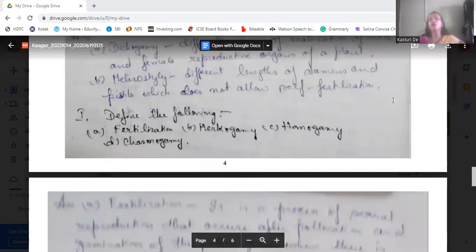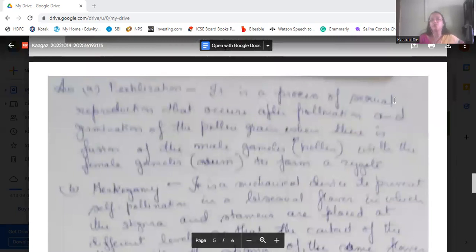Okay. Then we have to define the following: fertilization, hercogamy, homogamy, and chasmogamy. So fertilization. Sorry, it's a very hazy picture. I'll define the following. Please listen to it. Fertilization is the process of sexual reproduction that occurs after pollination and germination of the pollen grains, when there is fusion of the male gamete, that is the pollen, with the female gamete, that is the ovum, to form a zygote. So it's a process of sexual reproduction where the male gamete fuses with the female gamete to produce a zygote. Here the male gamete is the pollen and the female gamete is the ovum.